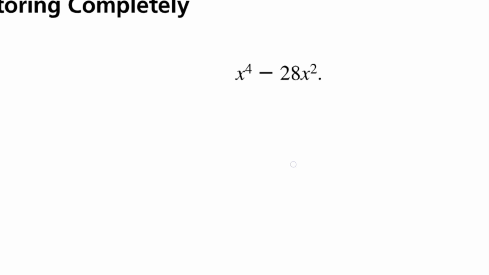So once again, I'm going to check for greatest common factor. X to the fourth minus 28x squared. They both have two x's that I can take out. And so I take out x squared times x squared. X squared times x squared is x to the fourth minus 28. And so I look at this, and there's two terms here.